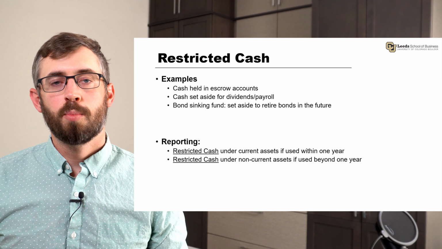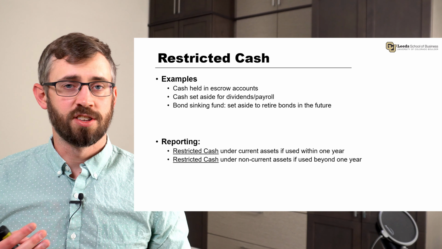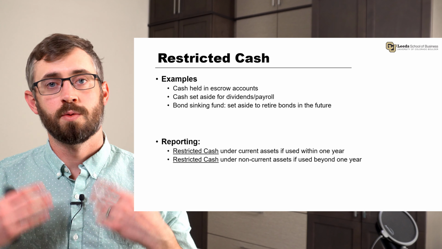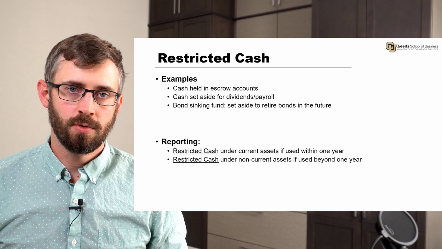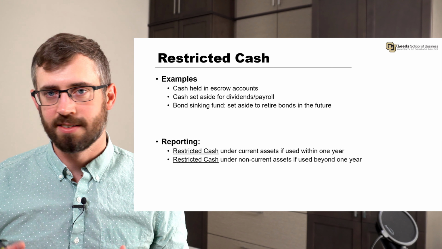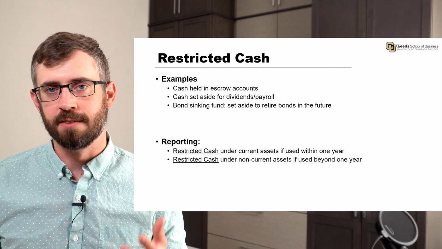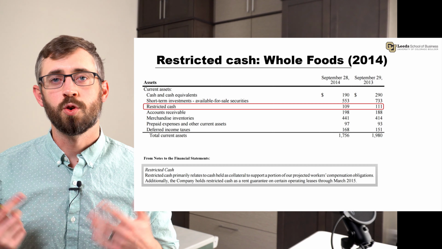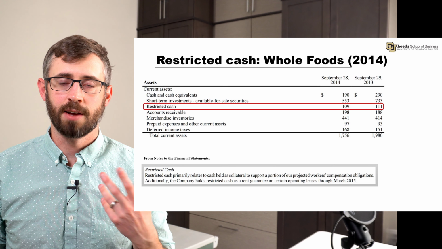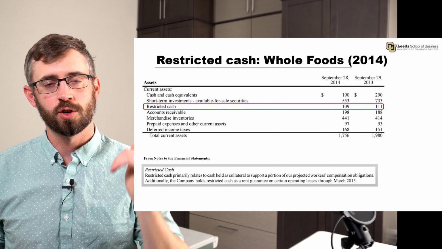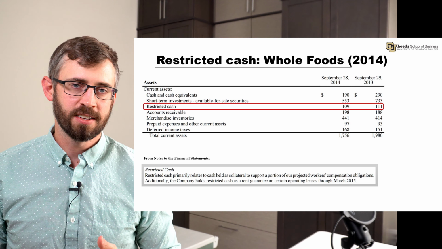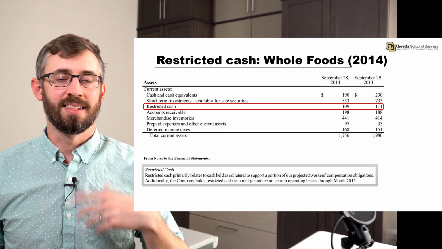And in reporting terms, if this restricted cash is going to be used up within 1 year, we will report that as a current asset. But if we're going to use it up more than 1 year out, we'll report that as a non-current asset. So that's consistent with what we've seen from other assets on our balance sheet. We can see from Whole Foods' balance sheet here, they report restricted cash, and it actually falls below both the cash and cash equivalents line and the short-term investments line because this is less liquid than those.